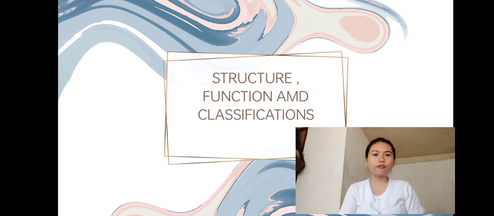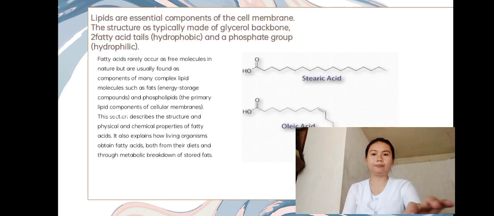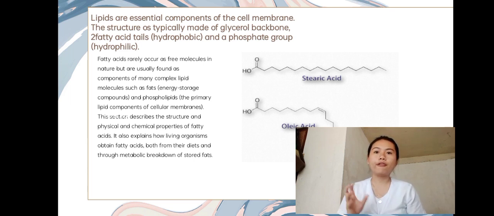Next is the structure, function, and classification. Lipids are essential components of the cell membrane. The structure is typically made of a glycerol backbone, two fatty acid tails that are hydrophobic, and a phosphate group that is hydrophilic. One is water-loving, the other is not water-loving.